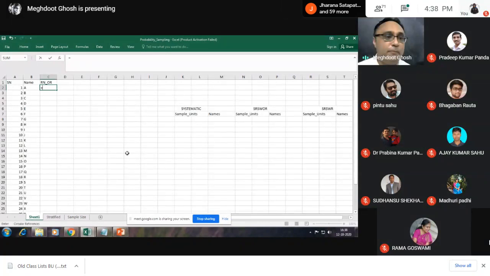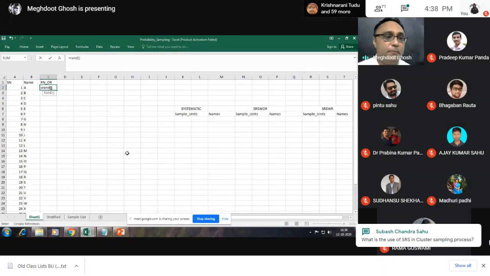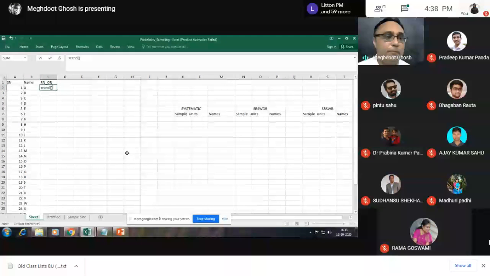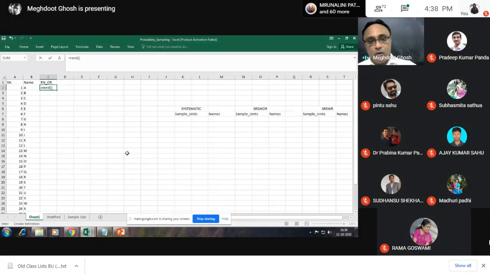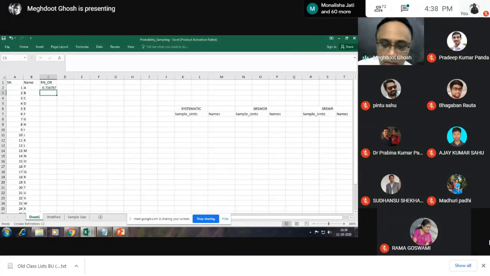First you write is equal to, then RAND, bracket open, bracket close. Now what is this function used for? This function is used to generate random numbers between 0 and 1. So it will generate a random number between 0 and 1, and if I press enter, see, it has generated a number, and where this number came from, we don't know, right? That is why it is a random number. And I want to fill the random numbers throughout these 30 respondents, so that each name has its own random number. So let us do that.